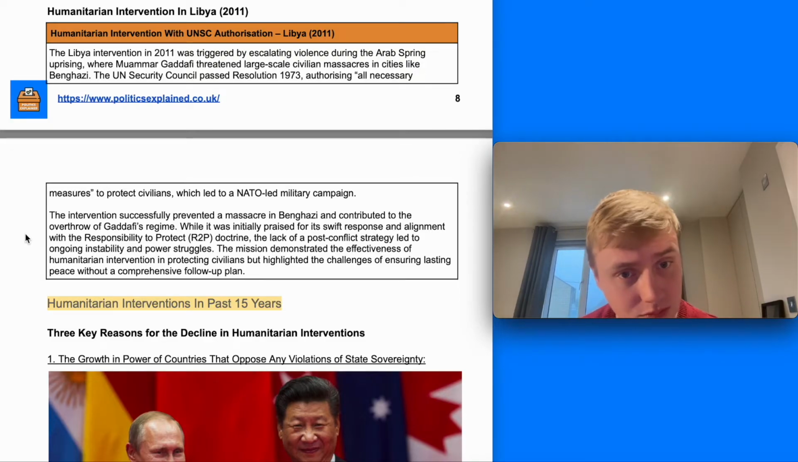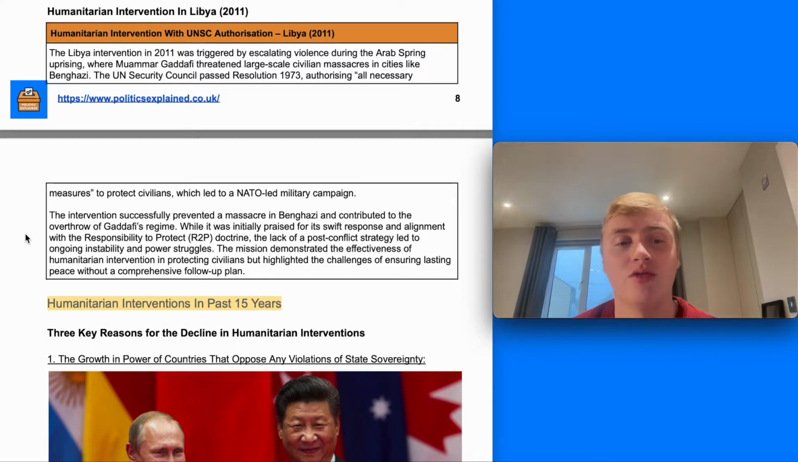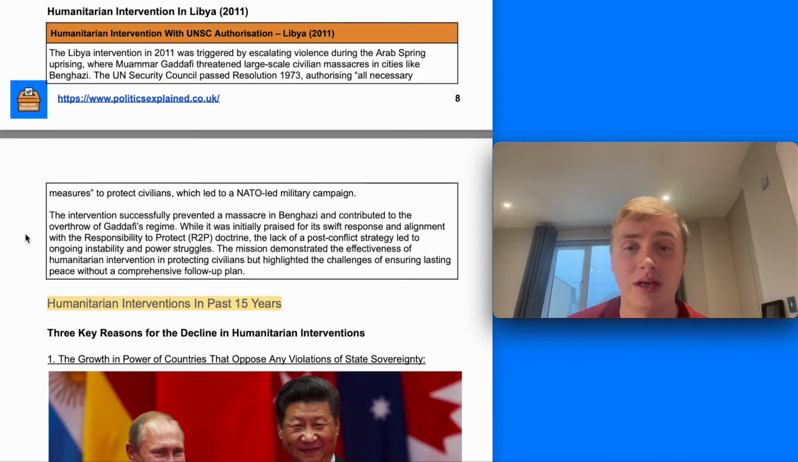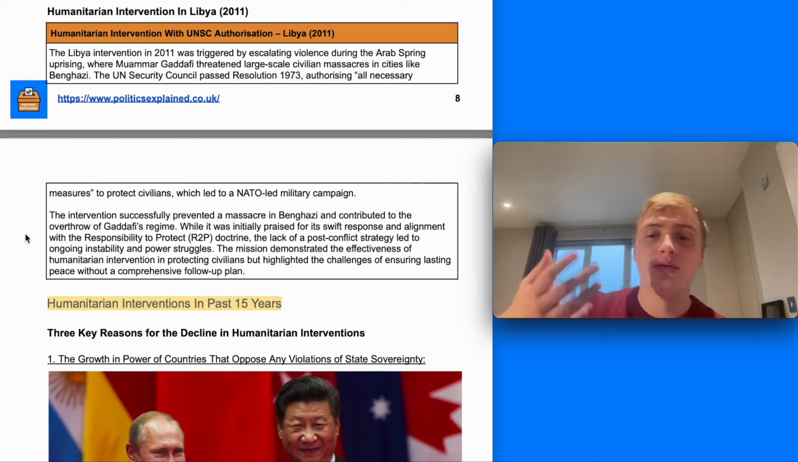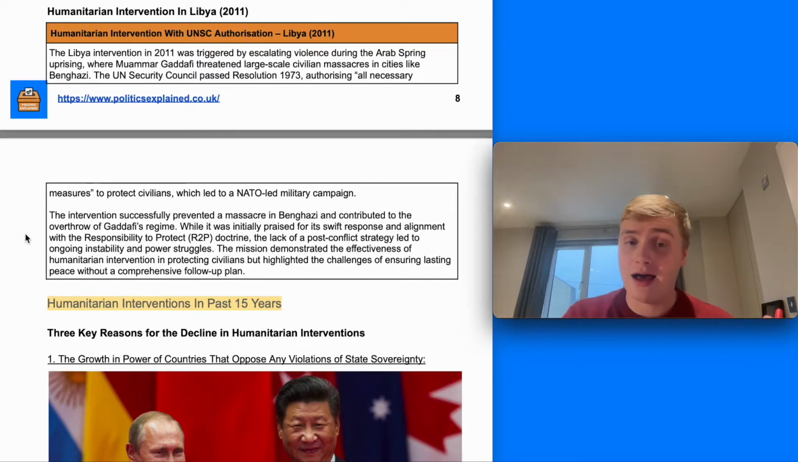While it was initially praised for its swift response and alignment with the responsibility to protect doctrine, the lack of post-conflict strategy led to ongoing instability and power struggles, and that's why I've coloured it in orange. On the one hand, it prevented immediate massacres, but there's been significant instability and conflict in Libya since the intervention, due to the failure to bring long-term peace. So that was the development of humanitarian interventions in the 2000s.